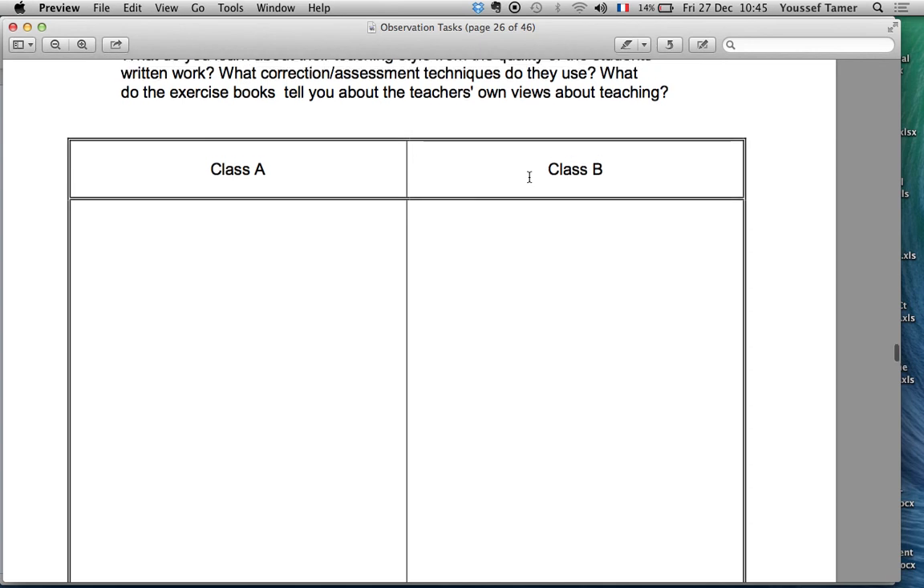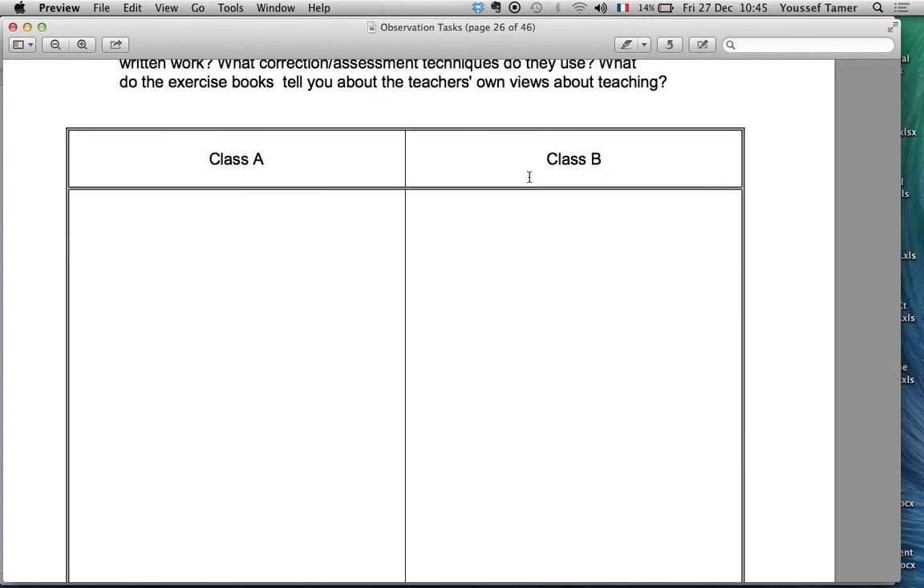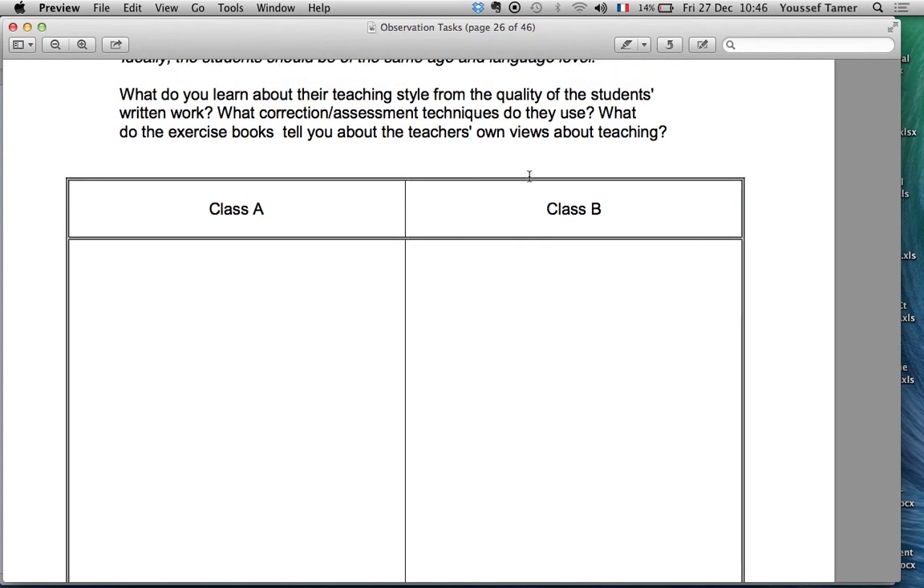What do the exercise books tell you about the teacher's own views about teaching? Okay, it can tell you whether he hates teaching or likes teaching.